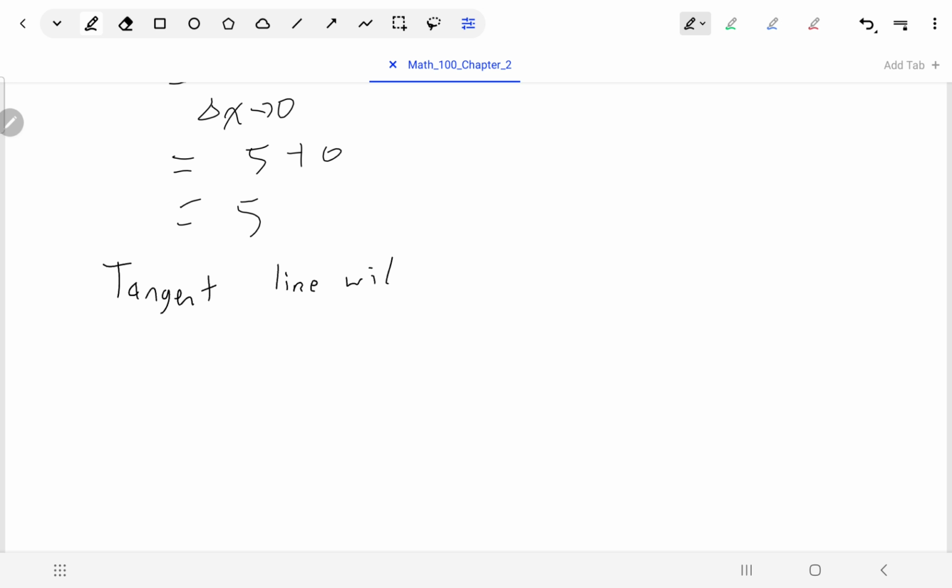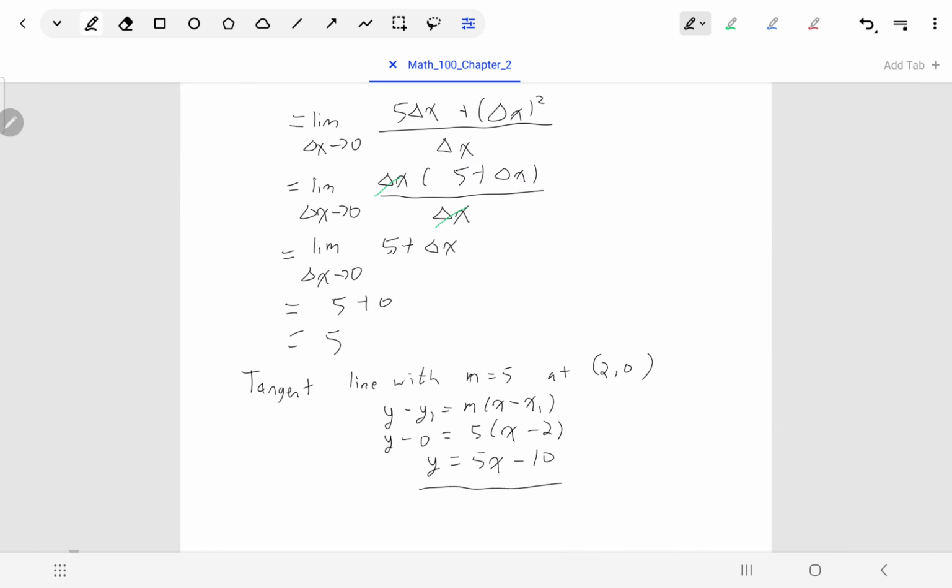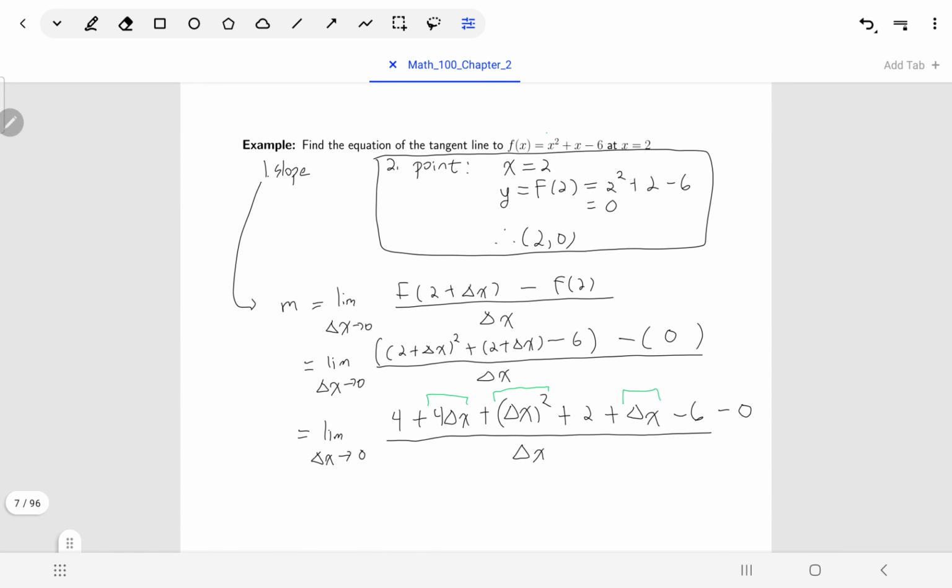So we have a tangent line with the slope being 5 at the point (2, 0), and I'm going to use my slope-point form. y minus the y coordinate equals slope times x minus the x coordinate. And then just a little bit of cleaning up, and we're finished. So y equals 5x minus 10. That is the equation of my tangent line to my curve f of x equals x squared plus x minus 6.